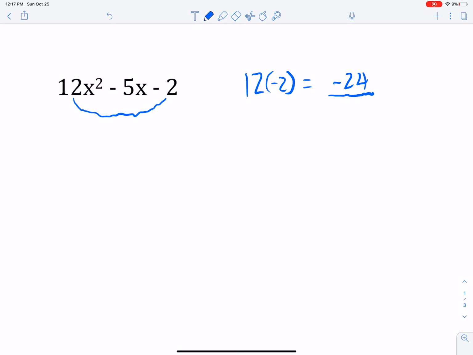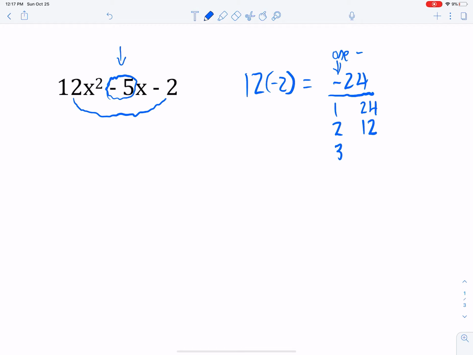Now we're trying to think of what we can multiply to get a -24 that's going to add up to our middle number, which in this case is -5. So let's see, for 24, there would be 1 and 24, but putting a negative sign in there isn't going to help, so that pair is not going to work. I could also do 2 times 12. Putting a negative with one of those, that's not going to help me get a -5.